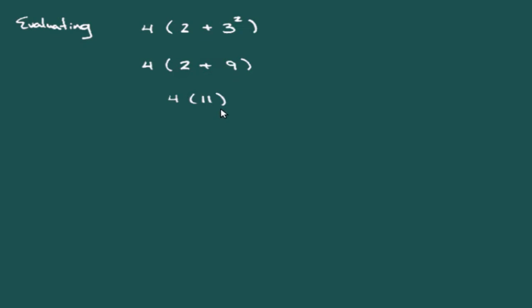And so when it comes to exactly evaluating this, we concentrate on the inside first, so we do the exponent first. 3 times 3 is going to give us a value of 9. Inside the parentheses, now we're down to just the operation of addition. So finishing the inside of the parentheses, 2 plus 9 is going to give us 11. And then finally, our operation, 4 times 11, is going to give us a final answer of 44.